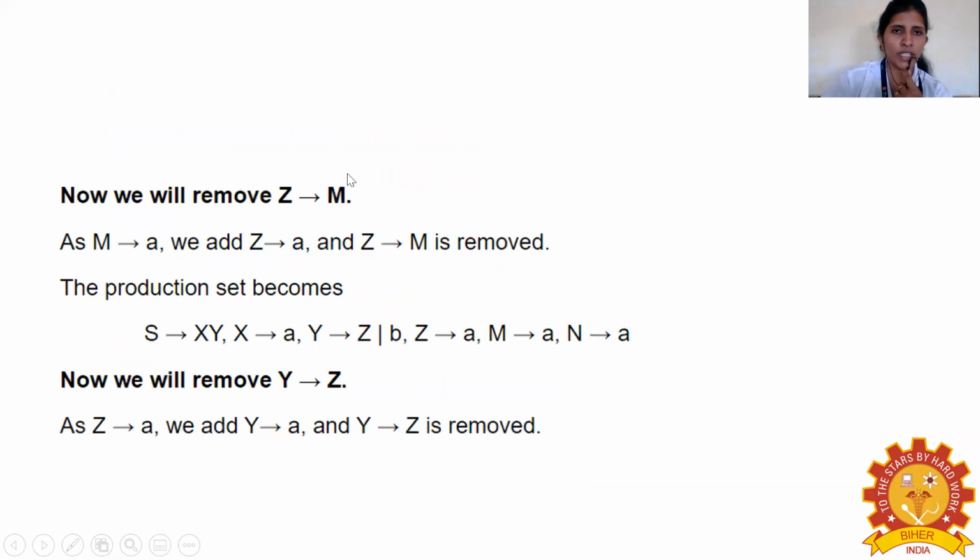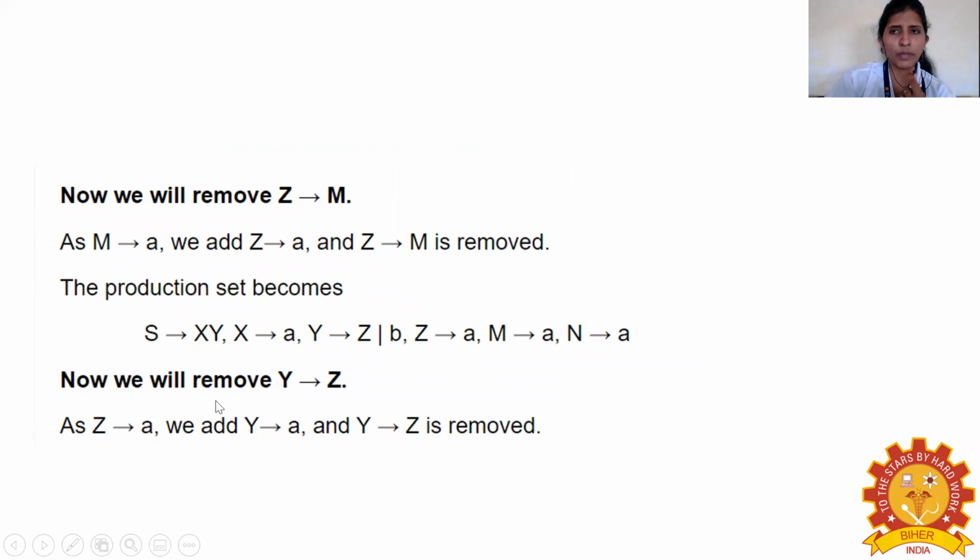So now we remove Z to M. So how do we do that? As M tends to A, we can add Z to A. Instead of M, we substitute A. So Z to M is removed, and the production set becomes as follows. Instead of M, we are substituting A here.